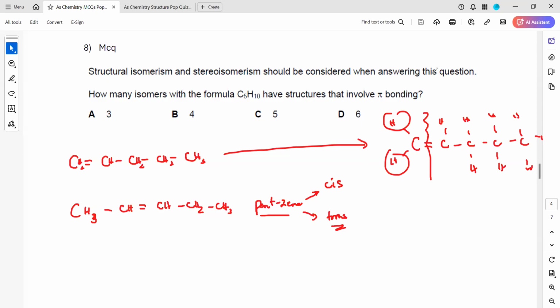Clear? Because the identical groups are attached. To have a geometrical isomer, two different groups should be attached to each carbon which is having a double bond.